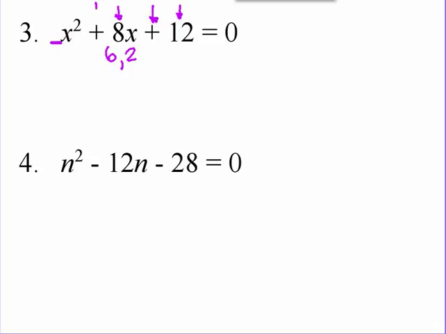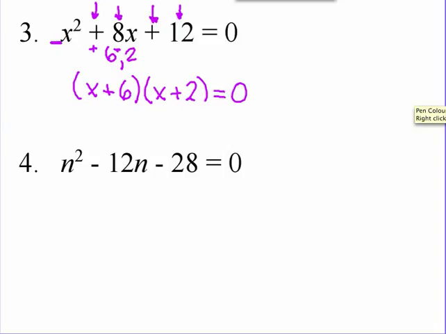So then now I work my way back. How do I get a positive 8 from 6 and 2? X plus 6. Yep. So x plus 6 times x plus 2. What are my 2 solutions? Negative 6 and negative 2. Remember, if we look at the opposite of those, when you have x plus 6, the opposite of positive 6 is negative 6, and x plus 2, the opposite is negative 2.